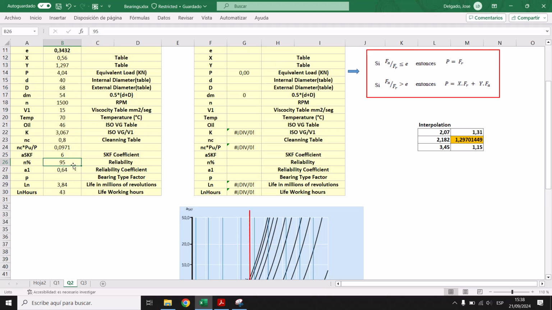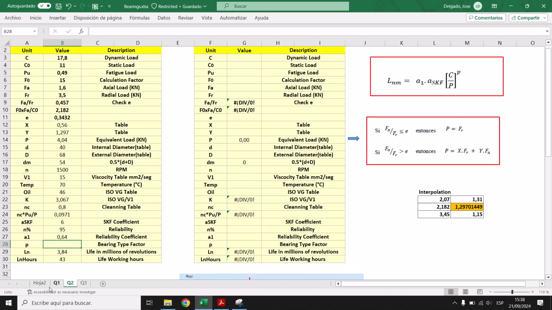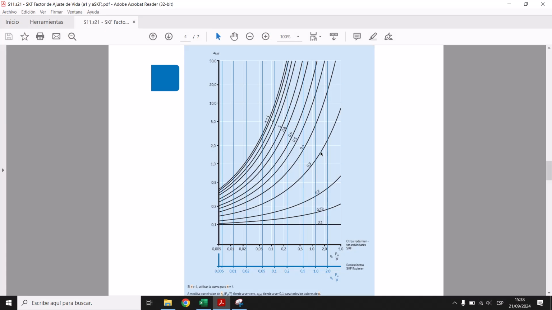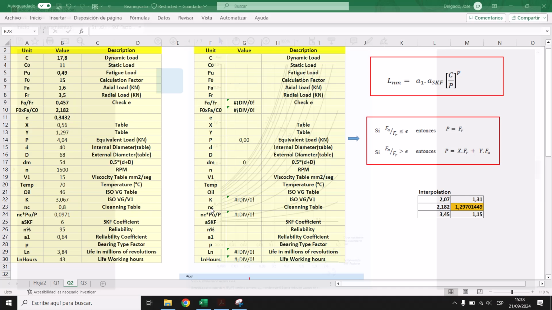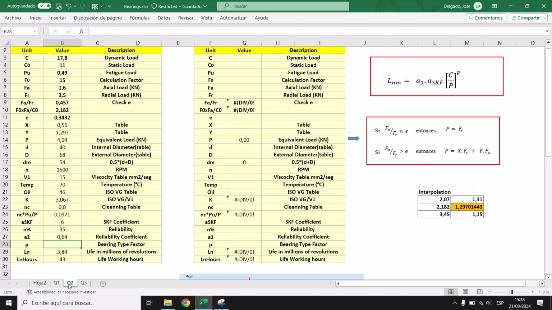Okay, now let's wait. We need the bearing type factor. We are in the case of a ball bearing, as you can see. If you remember this example, it's the same. It's not a roller bearing. For a ball bearing, the bearing type factor is going to be 3.